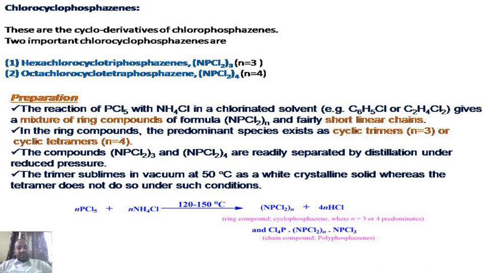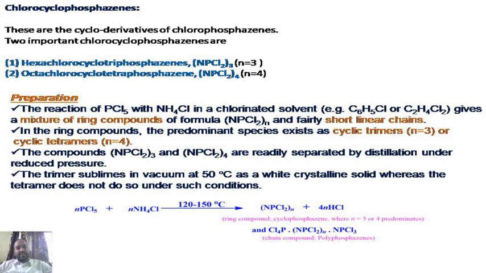So these were the chain compounds or linear chain compounds. These can also cyclize and form ring structures, and those ring structures are called chlorocyclophosphazenes. These chlorocyclophosphazenes are the cyclo derivatives of chlorophosphazenes.